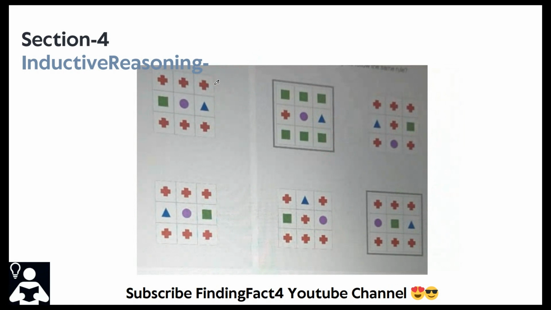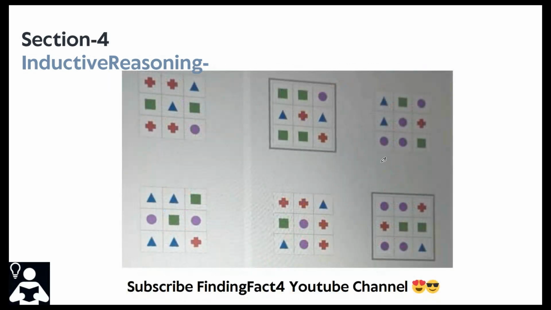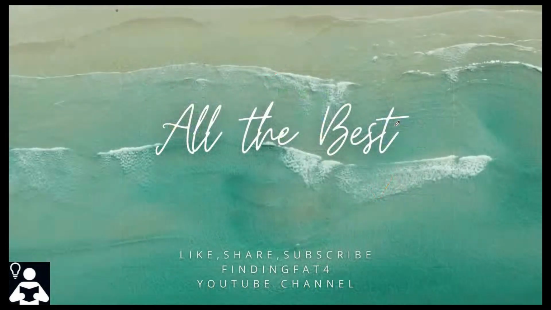Similarly, for this, we have it in the first row as well as in the third row. The patterns are the same, so we need to select this one. Coming to the next one, we find a plus here and triangles in the first row and the third row. So we'll choose option 1 and option 4.